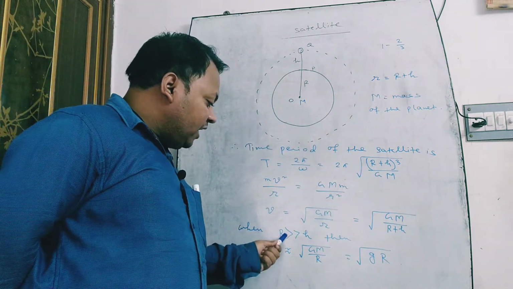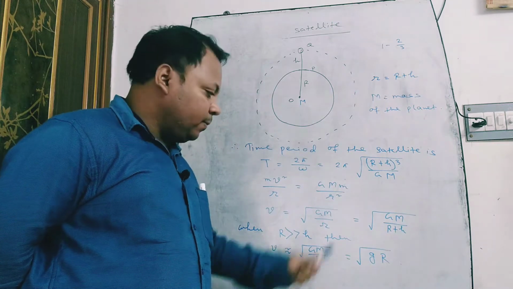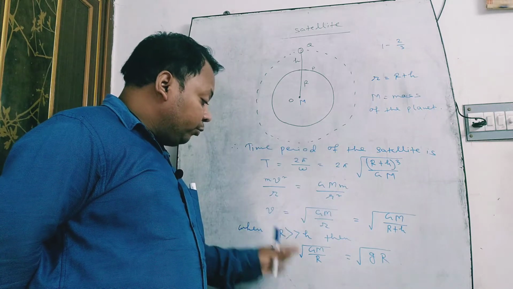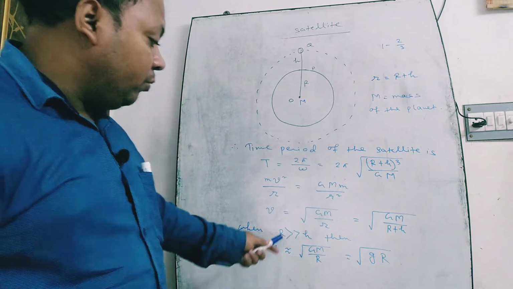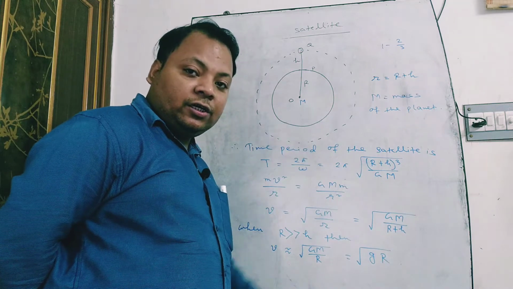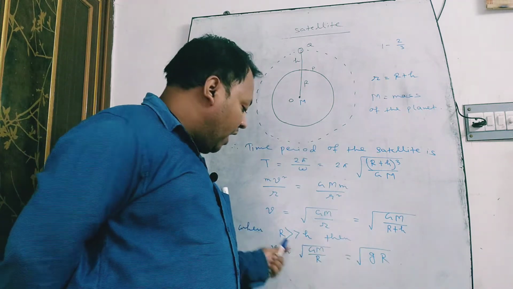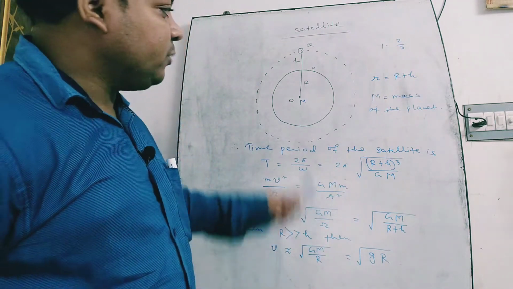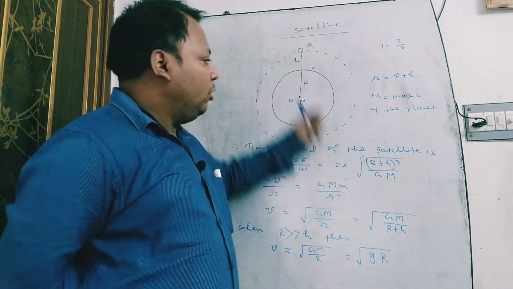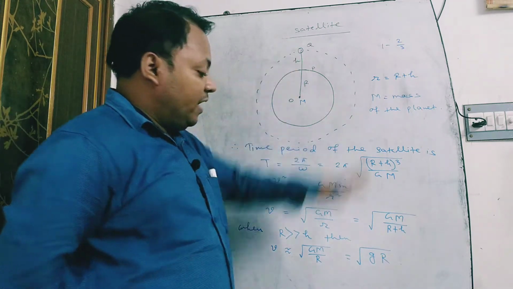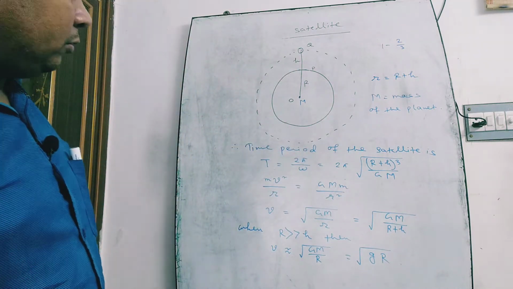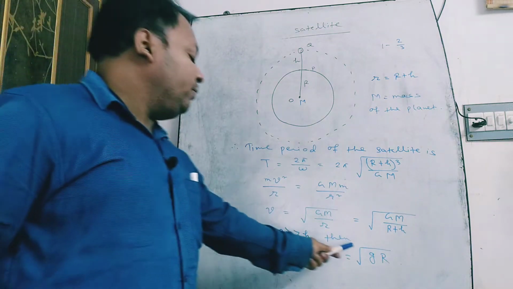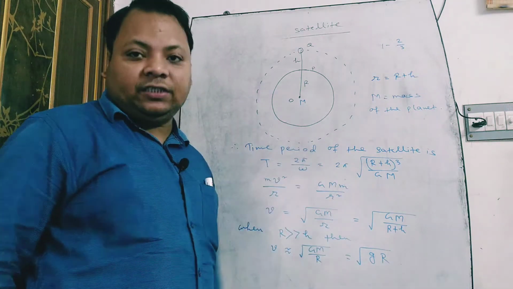When capital R is much greater than small h, then v is approximately equal to under root of capital G capital M by r. This is approximately equal to under root of small g into capital R, where small g is the acceleration due to gravity on the surface of the planet. This is the orbital velocity of the satellite.